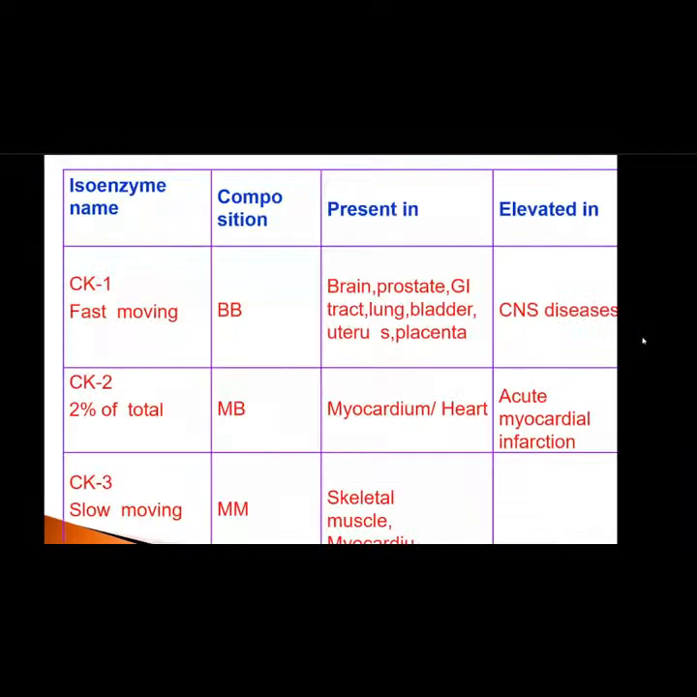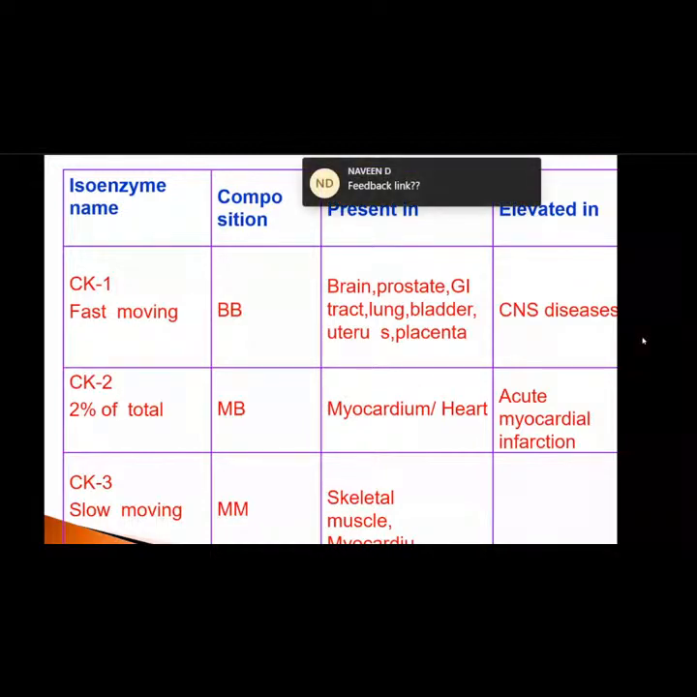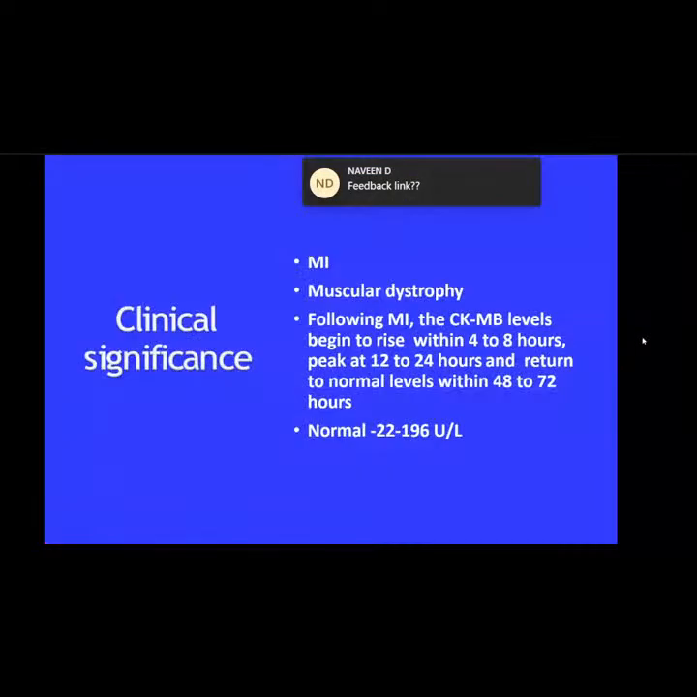So there are three types of CK: CK1, CK2, and CK3. Mainly CK1 is increased in CNS disease. CNS means central nervous system disorder, in the brain. And CK2, the second enzyme, is elevated in myocardial infarction, that is heart disease and heart attack, right? And CK3 is elevated in muscle disorder. Okay, so there are three types of CK.